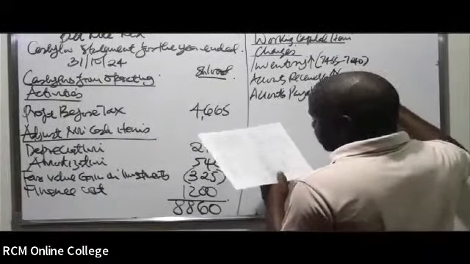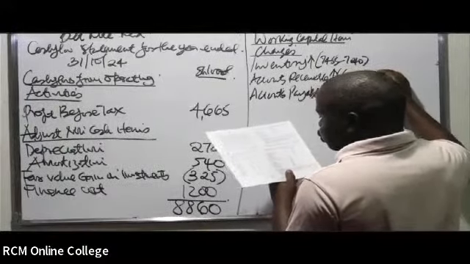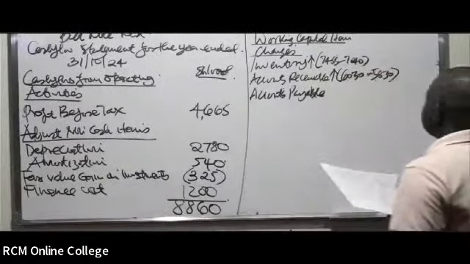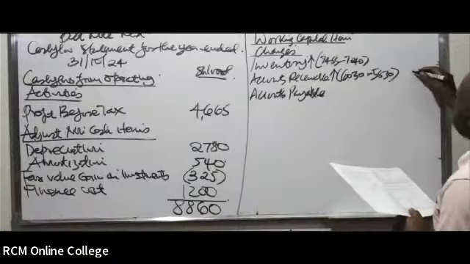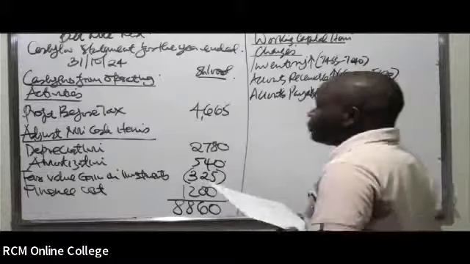Not 5830, but 6030 minus 5830. What are you getting? This one seems to be 200. Is it 200? Accounts receivable. What about inventory? Inventory, we can start with the inventory.